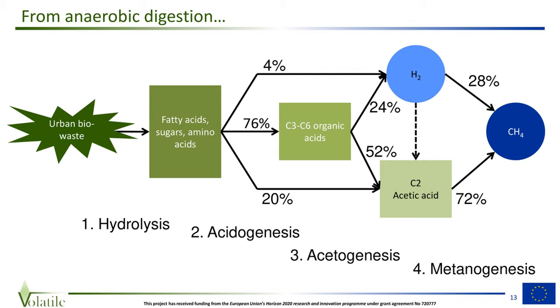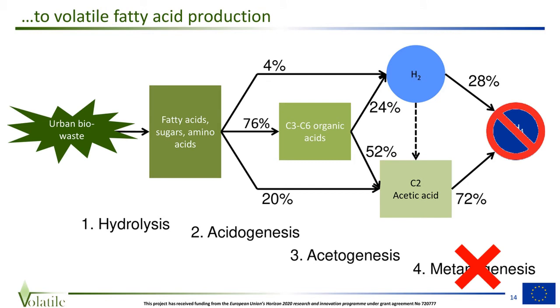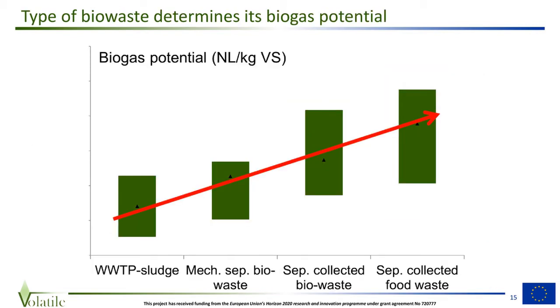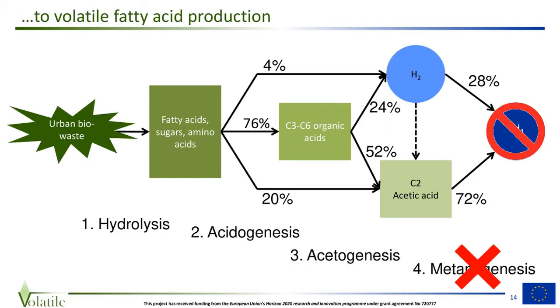So to go from the anaerobic digestion process to the volatile fatty acid production process, we more or less need to shut down this fourth step, the methane production, so that we end up with these C2 to C6 organic acids as the main target products. As these are not converted to methane, they will build up in the reactor medium and can be extracted later.